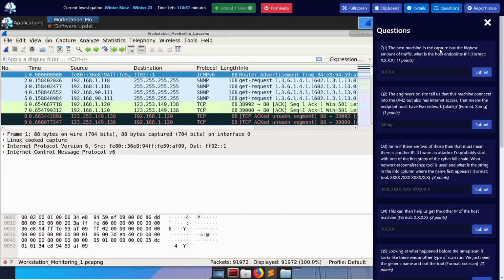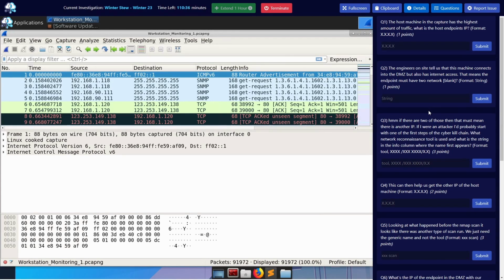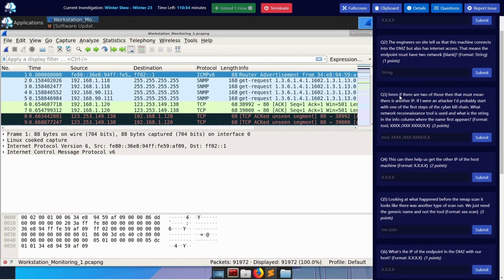The host machine in the capture is the highest amount of traffic. What is the host endpoint's IP? We know this because it's taken from the endpoint, so it's like it's sitting on the network right in front of that endpoint. The engineers on site tell us that this machine connects into the DMZ, but it also has internet access. That means the endpoint must have two network blank. Yep, there are two of those, and that must mean there is another IP.